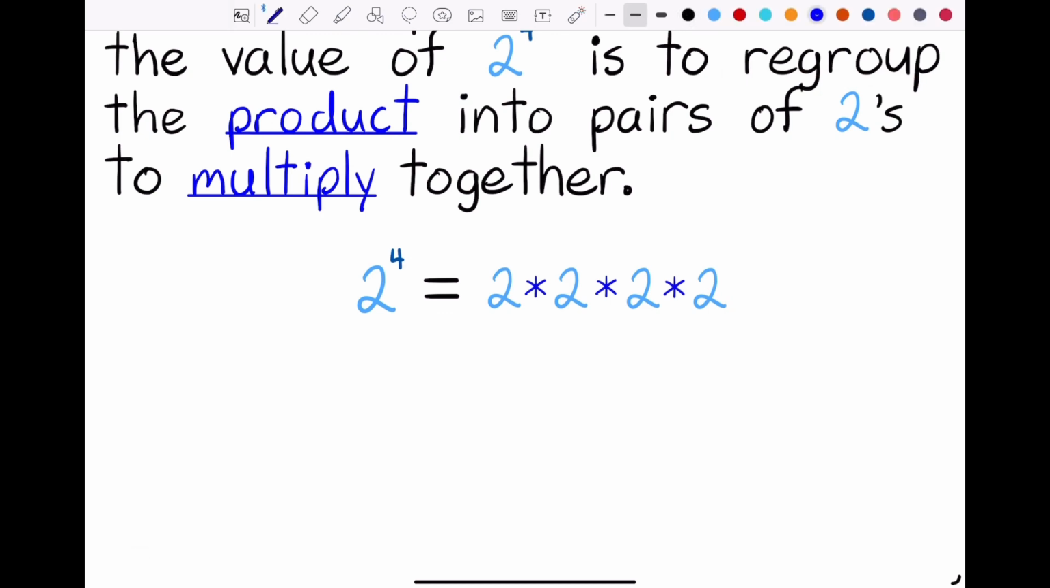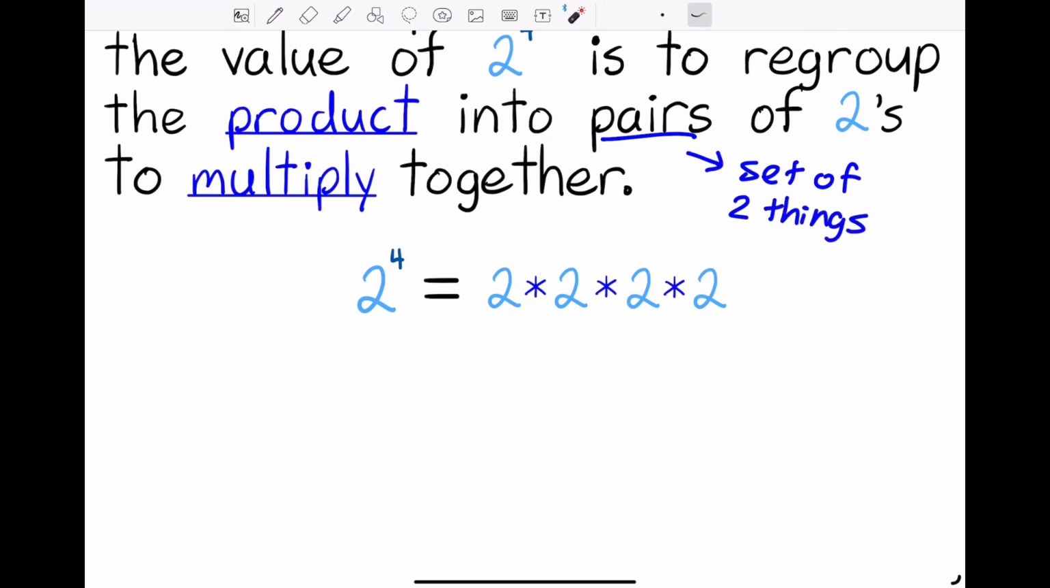Recall that a pair is a set of two things. So you can think of like a pair of shoes. That is a set of two shoes. So what we're going to do is make these pairs of 2's inside our repeated multiplication problem. So the way we're going to do that, I'm going to make the first pair of 2's right here, and then the last pair of 2's here.